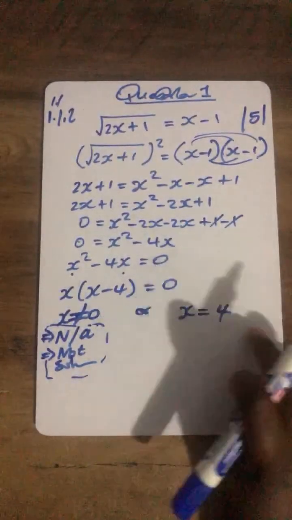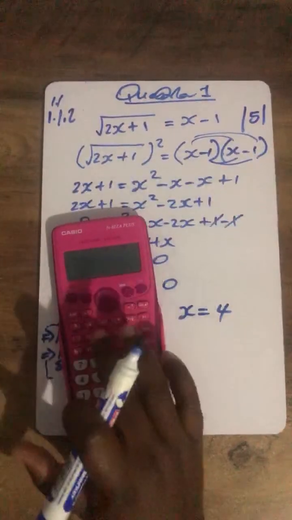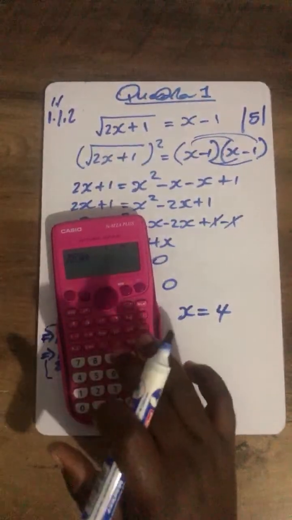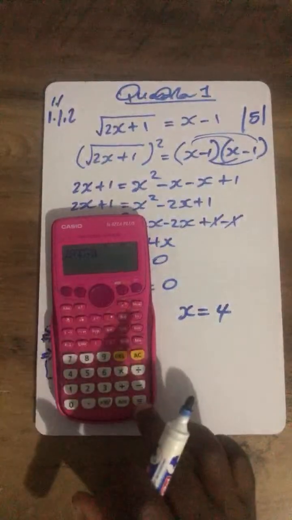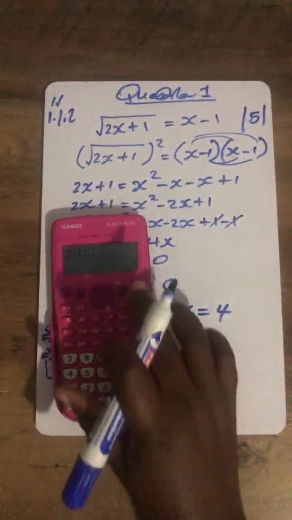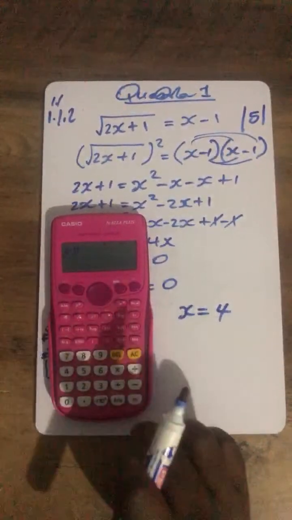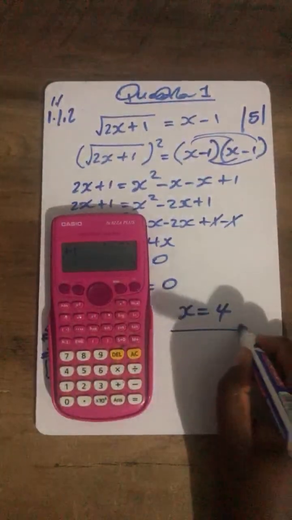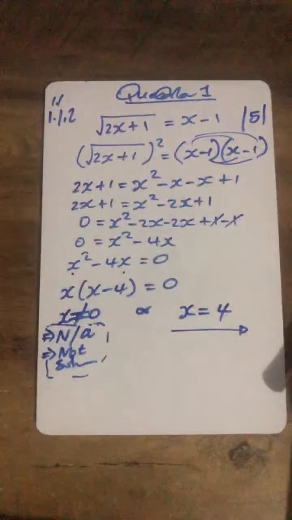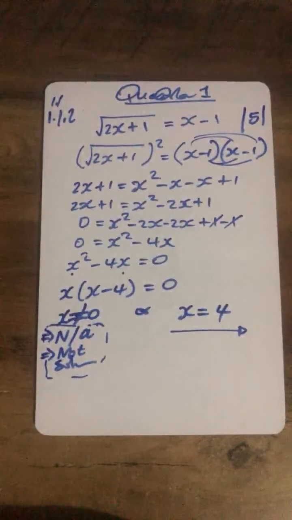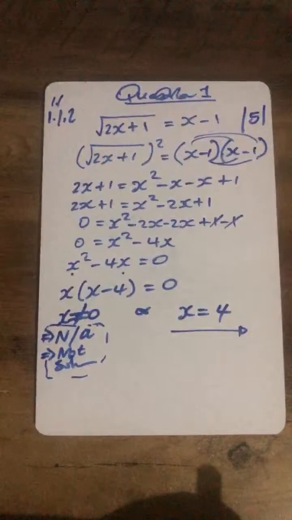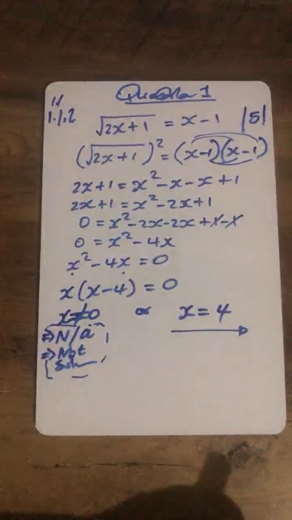So let's test this one also. Square root of 2 into 4 plus 1 gives us 3. On the other side, 4 minus 1 is 3. Yes, this one is a solution. Then you are done, honorable members. Trust me, by so doing, that's how you score yourself 5 marks.